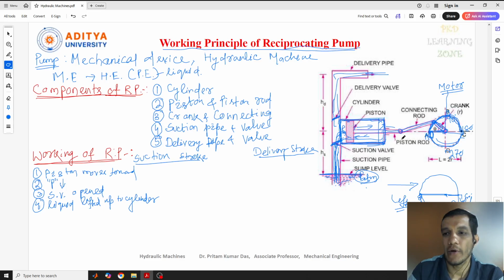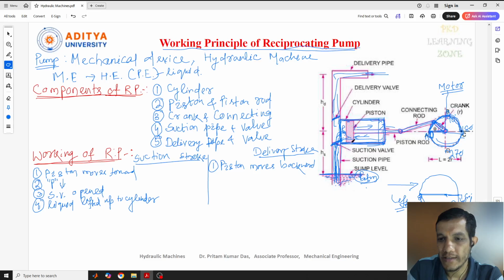These are the processes when the liquid is lifted up to the piston. Then the delivery stroke: the piston moves backward. As I told you, you can consider either this direction as forward or this as backward, or the other way around. You need to consider it moving here and there. So in the delivery stroke, it is the reverse stroke.